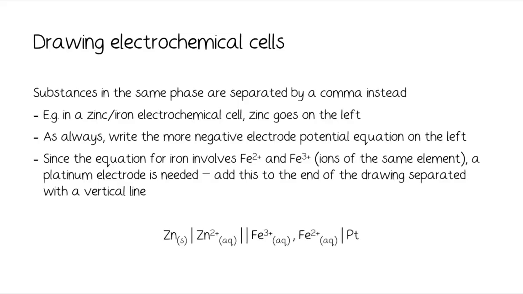So this is what the cell would look like. You've got your reduced zinc on the outside, it's got the electrons and it's lost them here, the oxidized form in the middle. And then over here, you've got your ions separated by a comma because they're both aqueous, both in the same phase. Like every single electrochemical cell being drawn in the conventional manner, we put the reduced form on the outside. So this Fe2+ has more electrons than the Fe3+, it's reduced, so it's on the outer part, whereas the Fe3+ is in the middle. Because we're dealing with ions of the same element, these can't act as an electrode, so we need to use the platinum one, which is just written here with a line separating it.